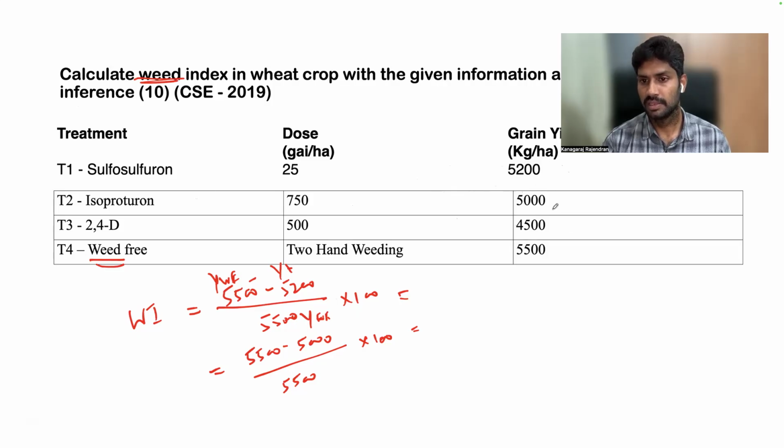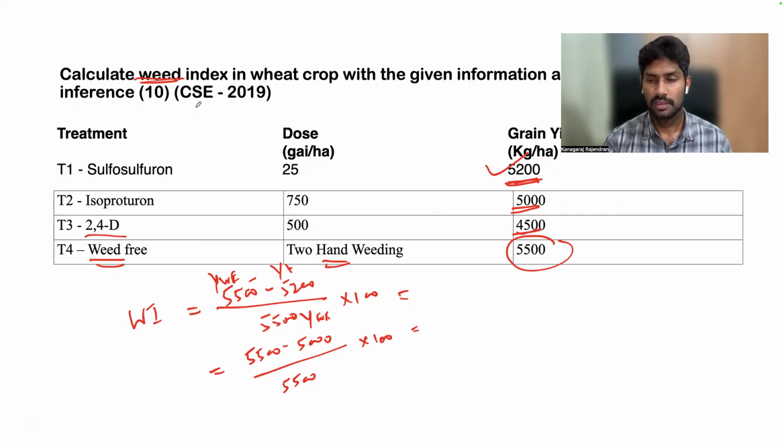Okay. So by simply comparing the yield of the various treatments, the weed-free condition is the most efficient, that is hand weeding, and the next most efficient is sulfosulfuron. After the weed-free condition, the hand weeding, the yield is very high. So next efficient, isoprotron, 5,000 kg per hectare. And the least efficient is 2,4-D, 4,500 kg per hectare, right? So simply by seeing these figures, you can easily find out which is more efficient.